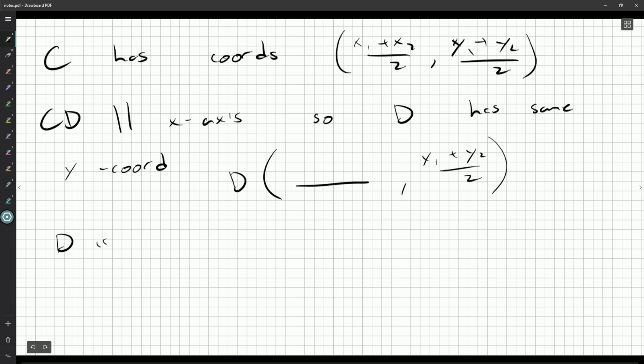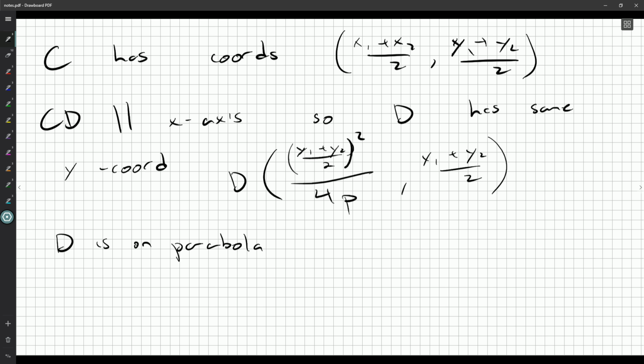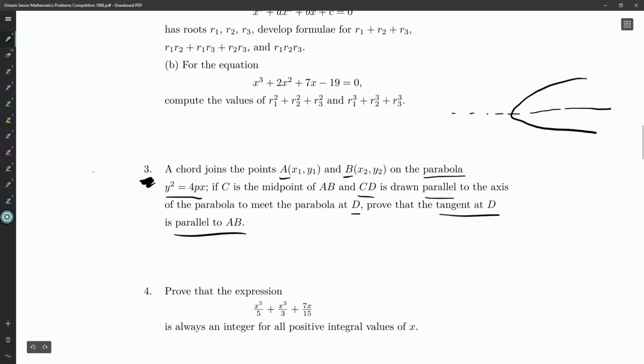But D is on the parabola. So if you square the y-coordinate and divide by 4p, you get the x-coordinate. So square it, divide by 4p. Okay, I don't know what exactly p is, but that's okay. So now I sort of understand where D is. But they're asking me about the tangent line to the parabola. The tangent at D.